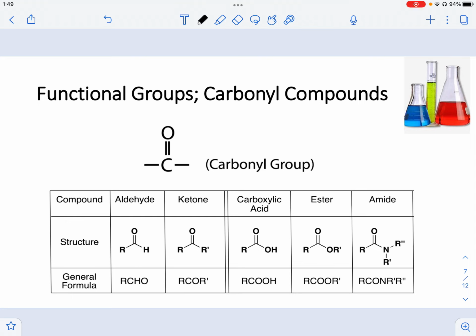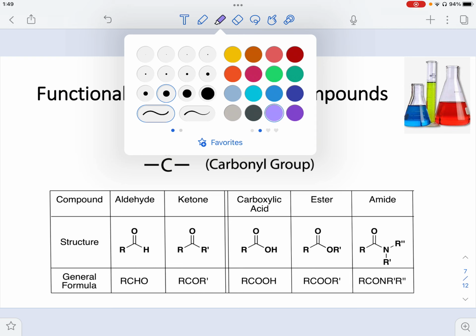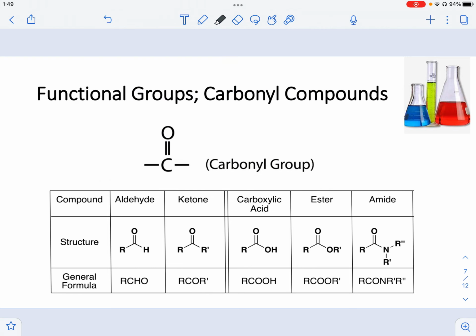The next family of functional groups is the carbonyl compounds. And a carbonyl compound is that group that you can see the structure of right here, in which the carbon atom is bonded to oxygen via a double bond. So that's what we know as a carbonyl group. There are several functional groups that are part of the carbonyl compound family, and those include aldehydes, ketones, carboxylic acids, esters, and amines.